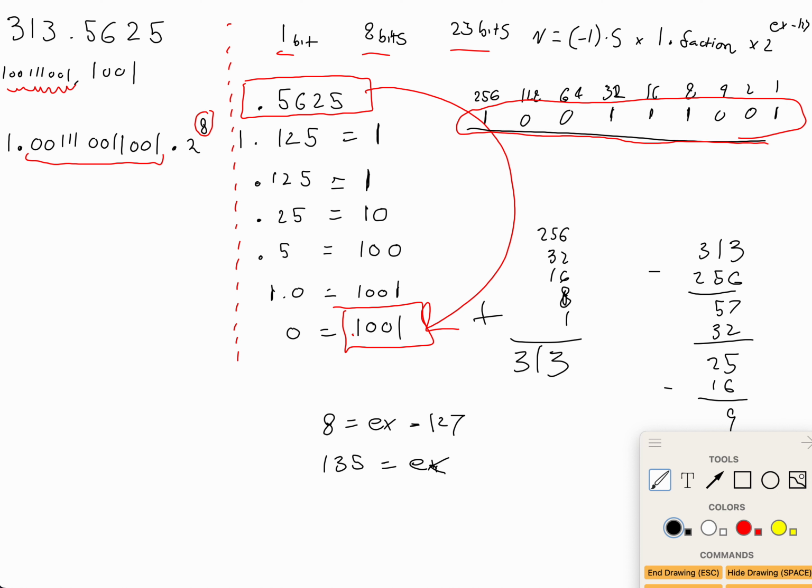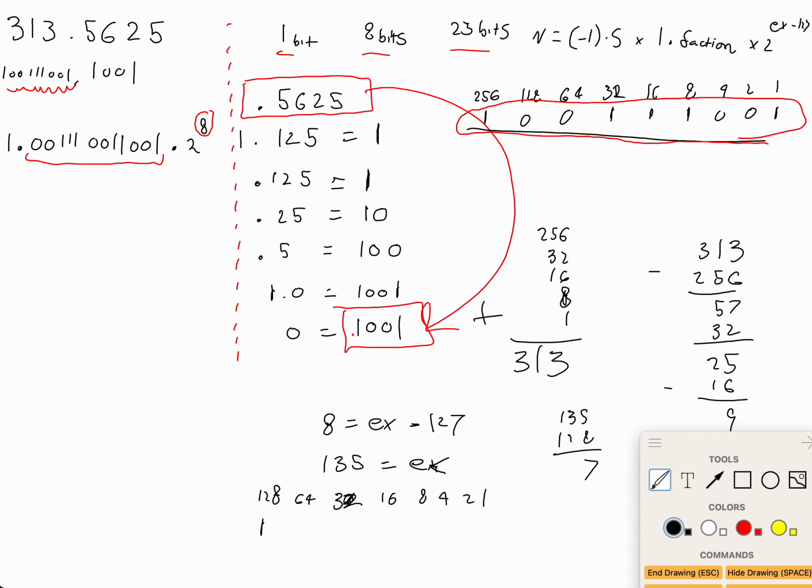But that's still in decimal, and we're going to need to make that binary. So very quickly, I will write out 128, 64, 32, 16, 8, 4, 2, and 1. And I can do the same thing I did previously. I know that 135 minus 128 is going to be 7.